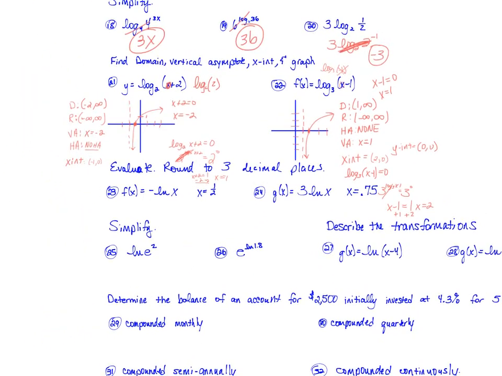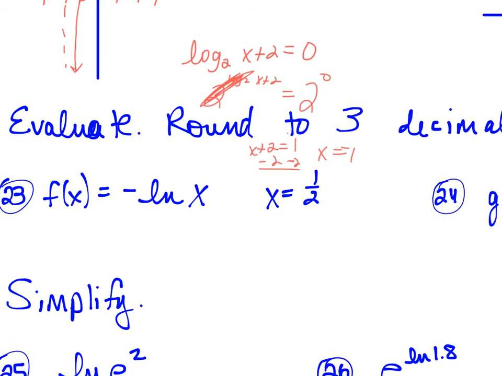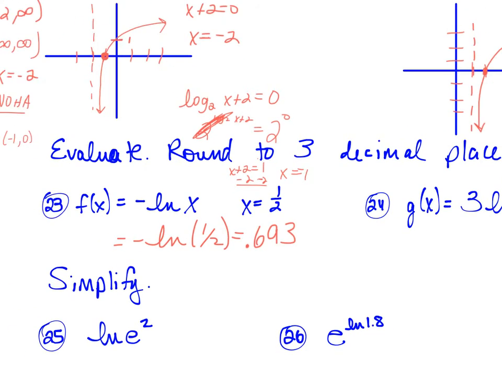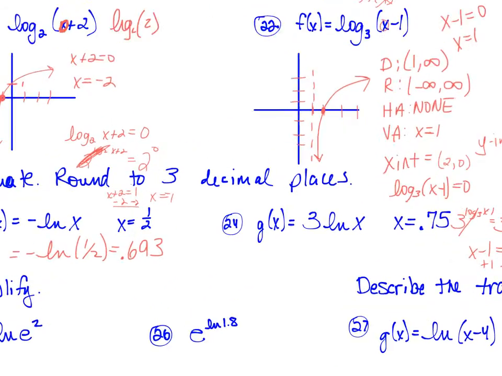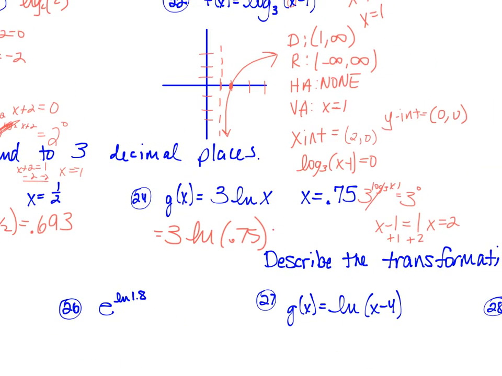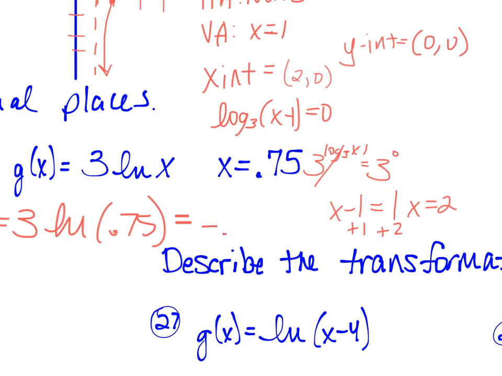Okay, I feel kind of okay about this stuff. I do too. All right, guys, this is basic calculator stuff. To show me your work, you would say negative natural log of 1/2. What are we getting? 0.693. Agreed. For this next one, 3 natural log of 0.75. 0.863. You guys agree? I agree.